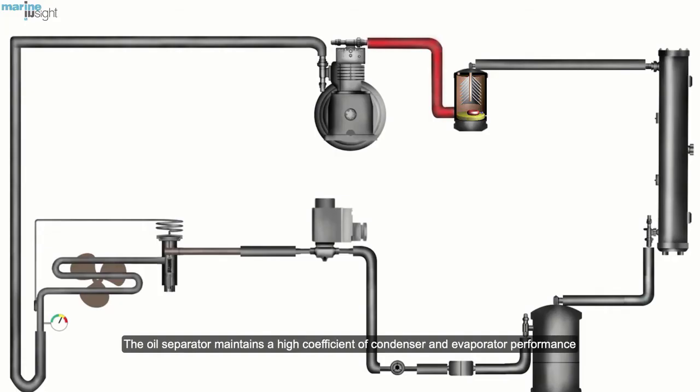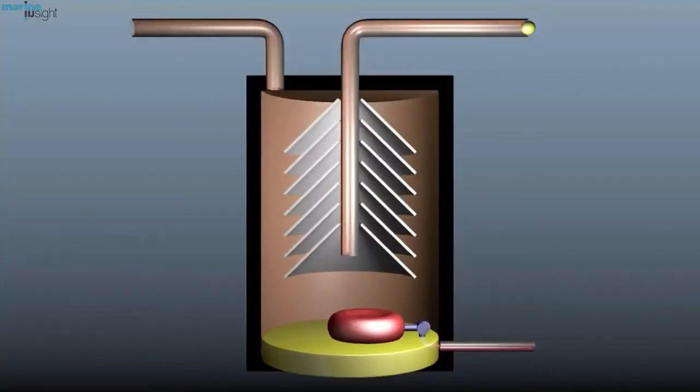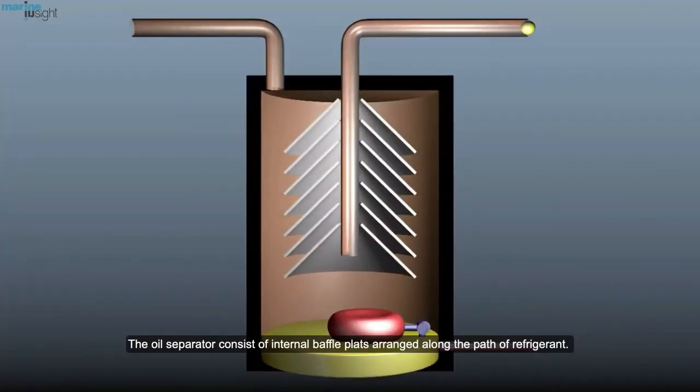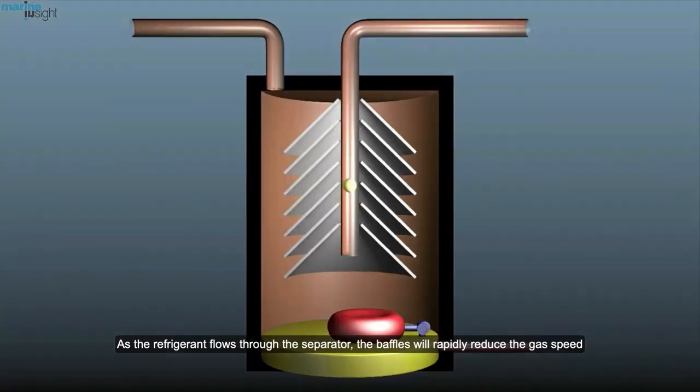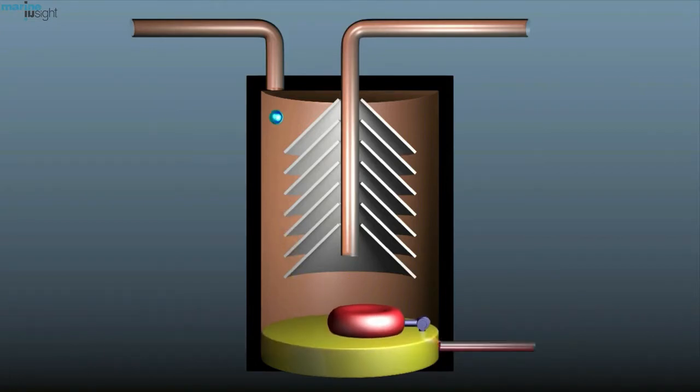The oil separator maintains a high coefficient of condenser and evaporator performance by almost completely removing oil deposits from their exchange surfaces. The oil separator consists of internal baffle plates, arranged along the path of refrigerant, as the refrigerant flows through the separator. The baffles will rapidly reduce the gas speed and create the conditions required for the separation of the oil from the refrigerant.